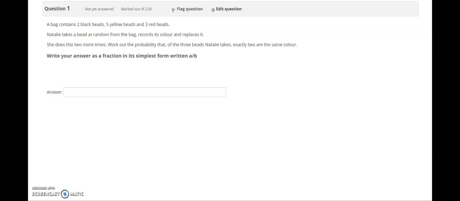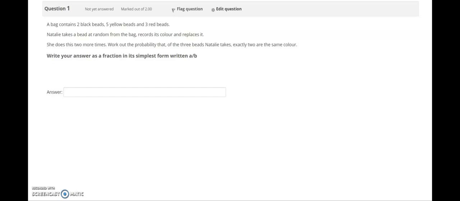A bag contains 2 black beads, 5 yellow beads and 3 red beads. Natalie takes a bead at random from the bag, records its color and replaces it. She does this 2 more times. Work out the probability that of the 3 beads Natalie takes, exactly 2 are the same color. Write your answer as a fraction in its simplest form, written as A over B.